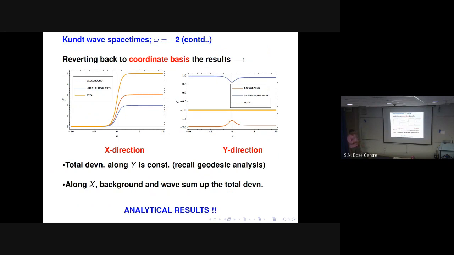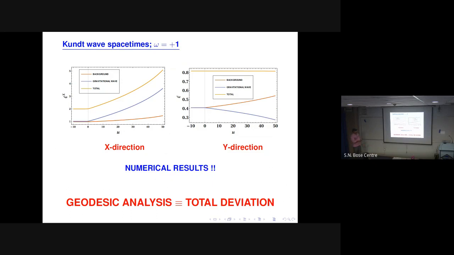Along x it is increasing, as we have shown earlier, and along y there is no change. So this is much like the geodesic analysis results. And these are all analytical results obtained for omega equal to minus 2. For omega equal to plus 1, we also obtained results, but in this case we obtained numerical solutions. And this also quite resembles the results that we obtained from geodesic analysis.